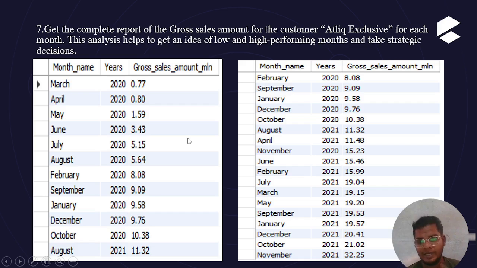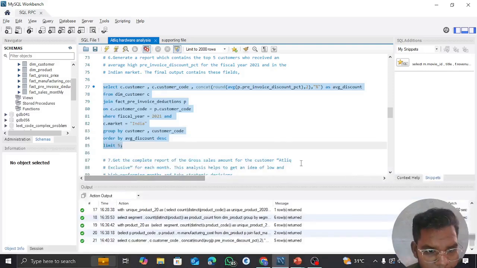Yeah, it actually happens, right? That's why the sales is increasing, right? The least month is March 2020, and the highest month is November 2021, 32.25. Let's get into the query section.